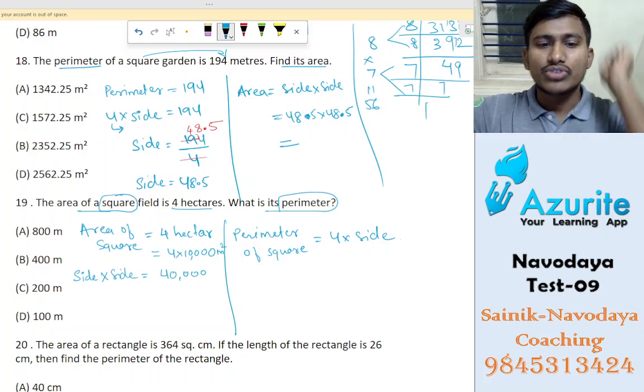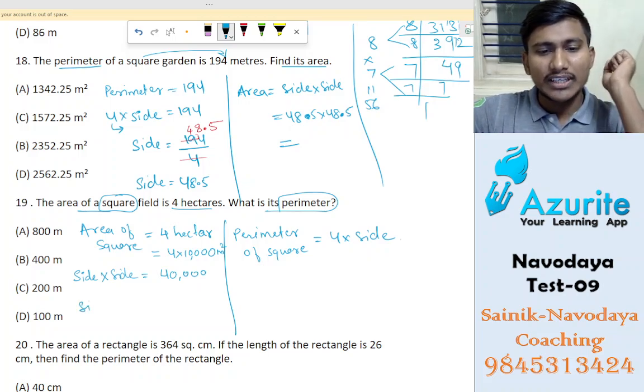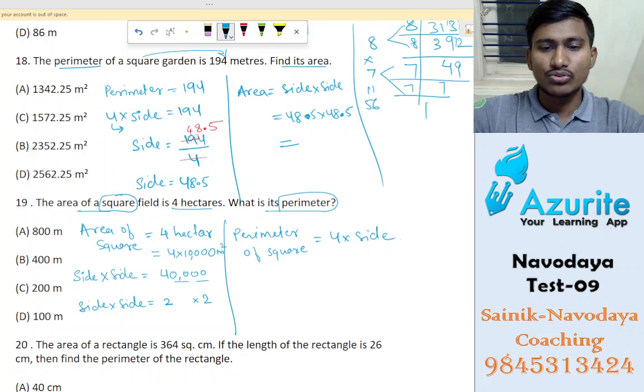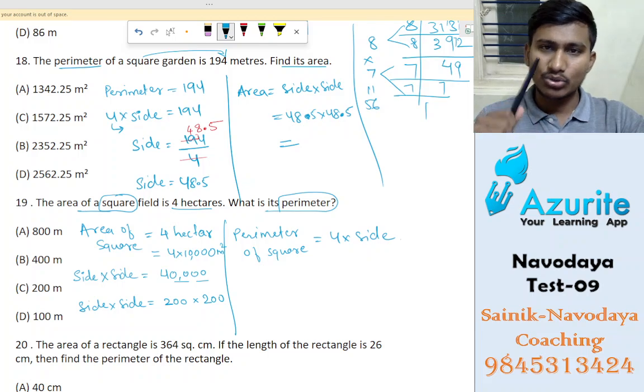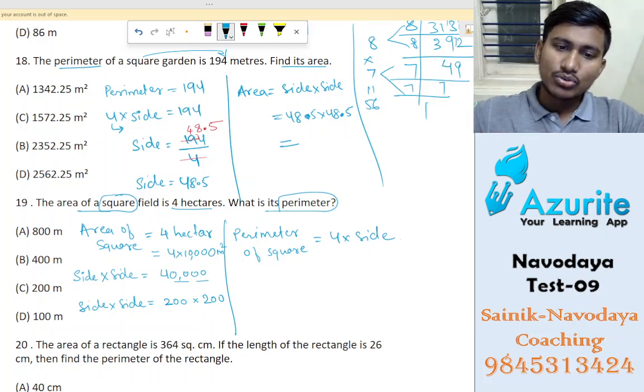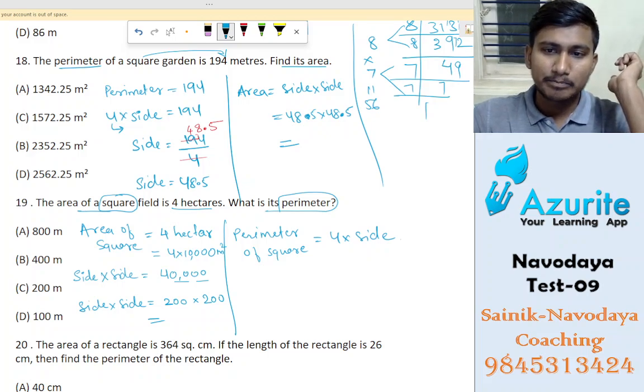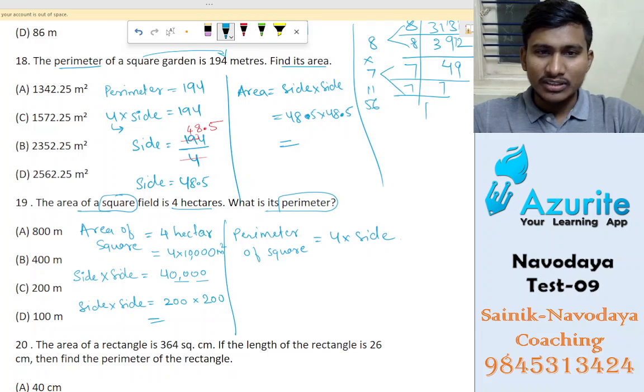Now side into side is 40,000. We can write 4 as 2 into 2. Here there are 2 zeros, here 2 zeros. So it will be 200 into 200. 200 into 200 is 40,000.